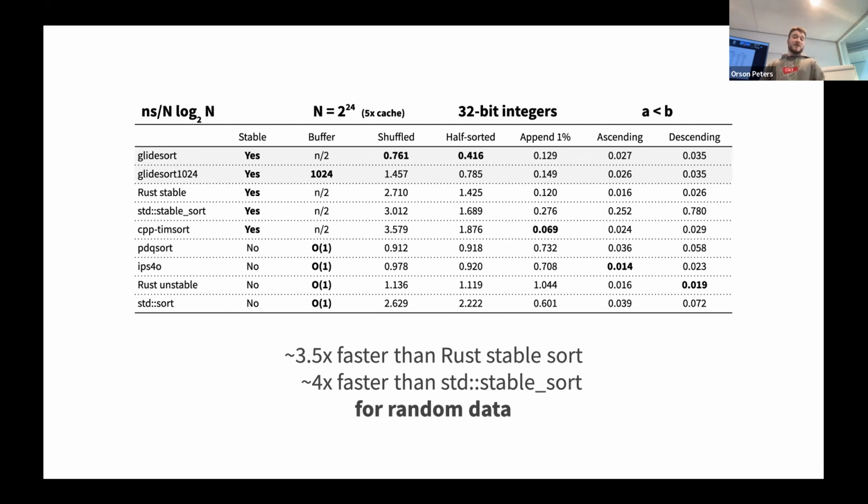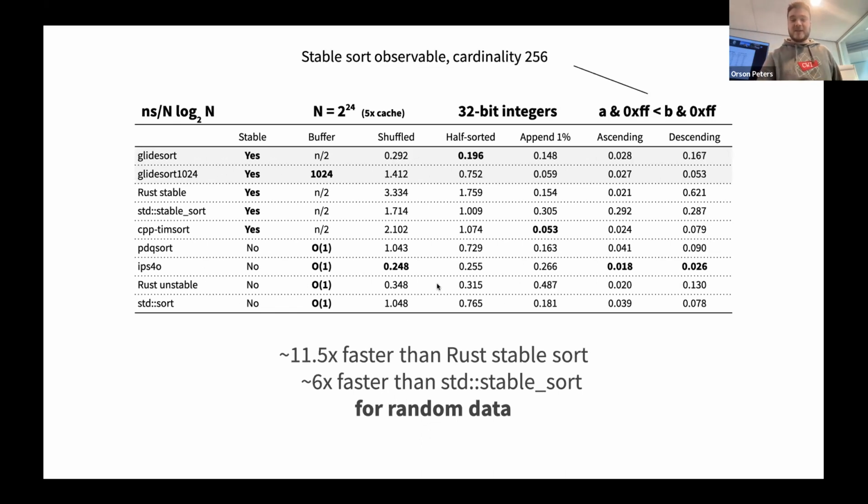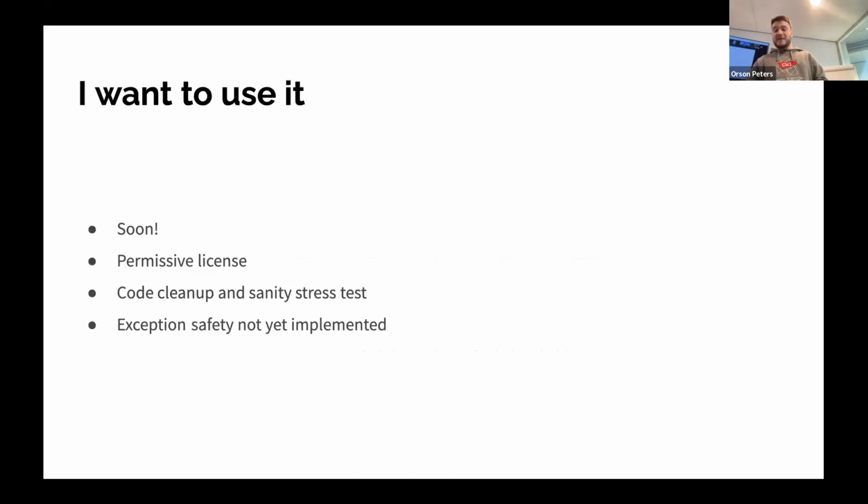And well, it's no longer the fastest algorithm overall. It only uses a constant amount of memory. So you can do very efficient stable sorting almost in place. And if we look at the case where we can actually observe our stable sort and have a low cardinality input by masking out just the bottom 8 bits of each integer, we can see that Glidesort speeds up even more and starts beating the Rust stable sort and the STD stable sort immensely. And I'm very excited about that. I hope you are excited about that.